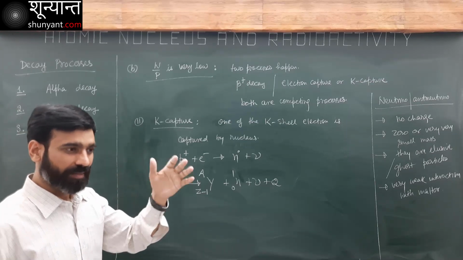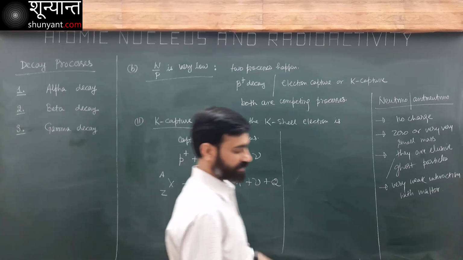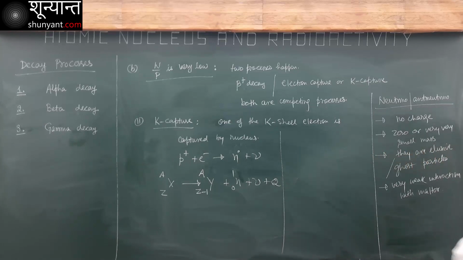A K shell electron is captured. Now, when a K shell electron is captured, then what will happen?